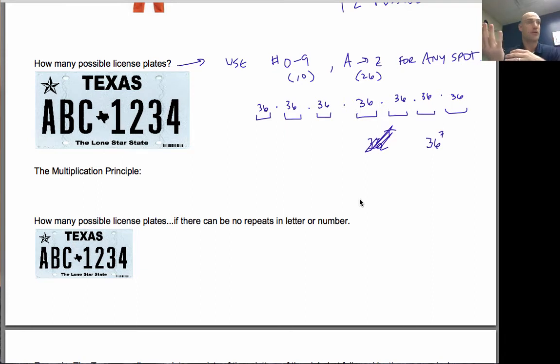Is 36 to the 7th power reasonable? Yeah, I think so. Multiplication principle. That's basically what I've been teaching you. We're just putting a label on.